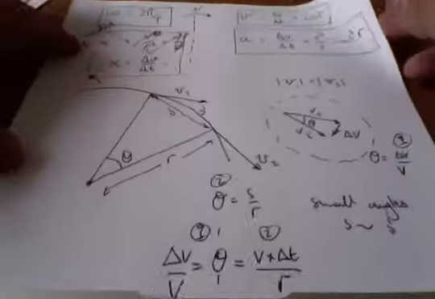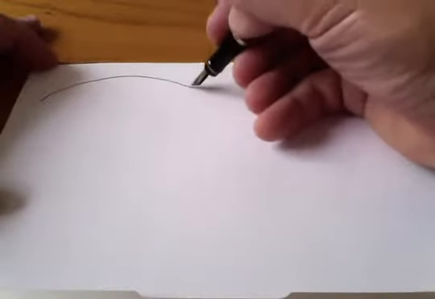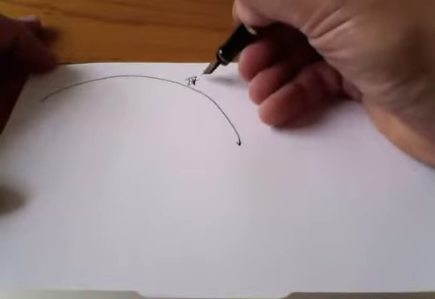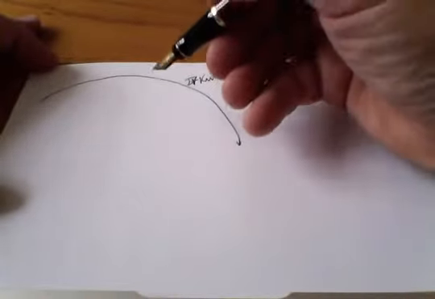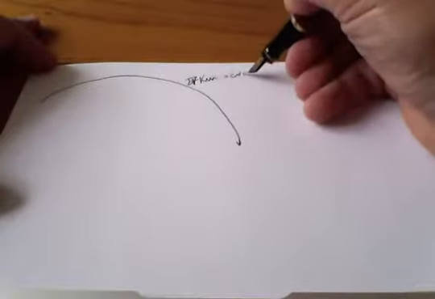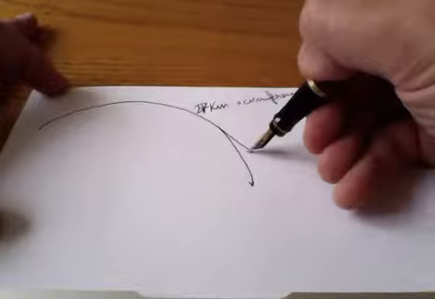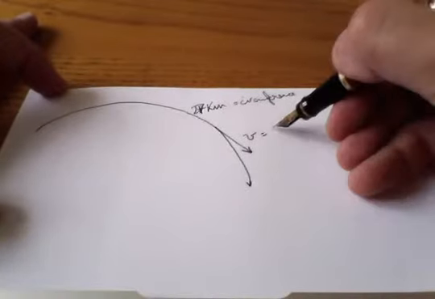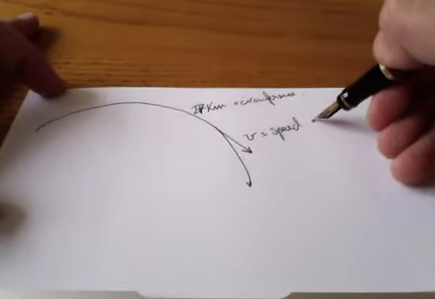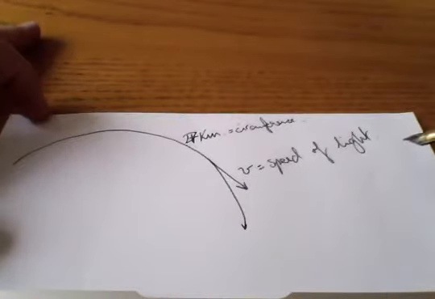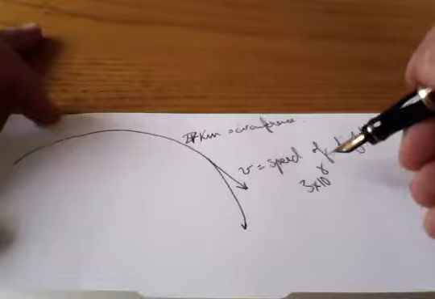Okay, let's give one more example, now we've got those in mind. Let's go to thinking about CERN. You've got the particles flying around a 27 kilometre ring. That's the circumference. Let's say they're approximately going at the speed of light, three times 10 to the 8.